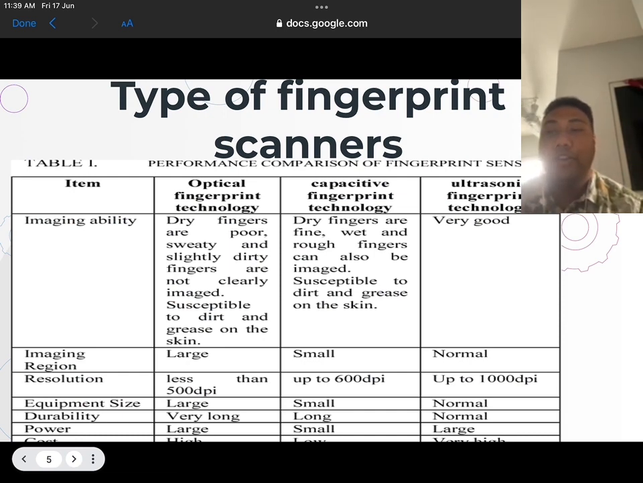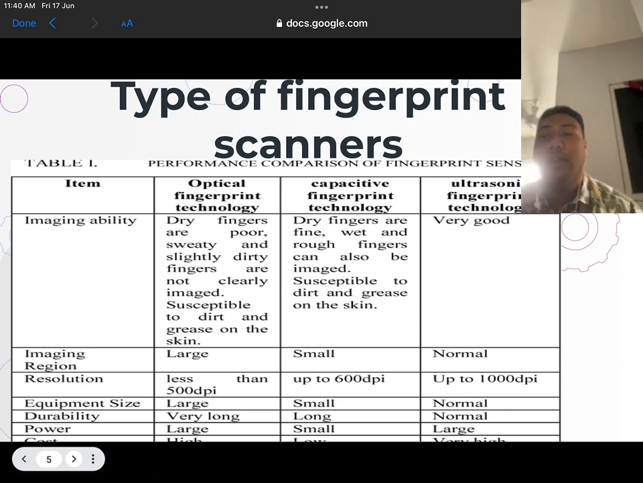Actually we have three types of fingerprint scanner. So we can see through this table. First, we have optical fingerprint technology. Then we have capacitive fingerprint technology, and then we have ultrasonic fingerprint technology. Based on these types of fingerprint, we will look at the differences in some aspects, that is imaging ability, imaging region, resolution, equipment size, durability, power, and cost.